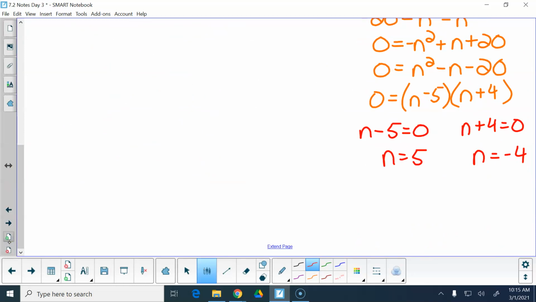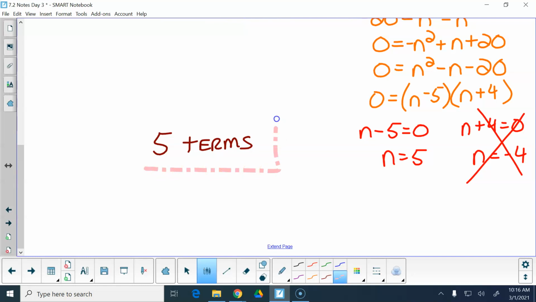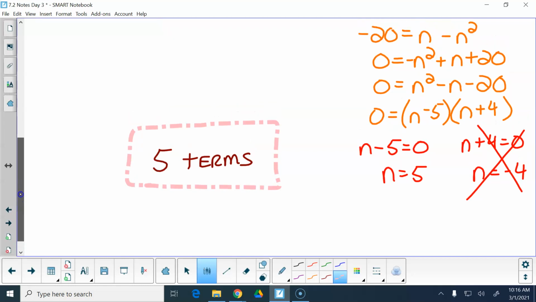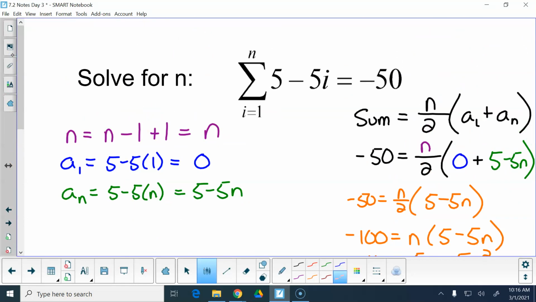So the negative 4 doesn't work? Doesn't work. Because I can't have a negative number of terms. I got to have positive. Both the bottom value on a sigma and the top value on a sigma have to be positive. What if both of those are positive? Then we got to figure out which one doesn't work. So then we have to put it back in. Bingo. Or n equals 5. Because from this problem, I would know that we're really solving for n. So probably should have actually gone n equals 5 there.